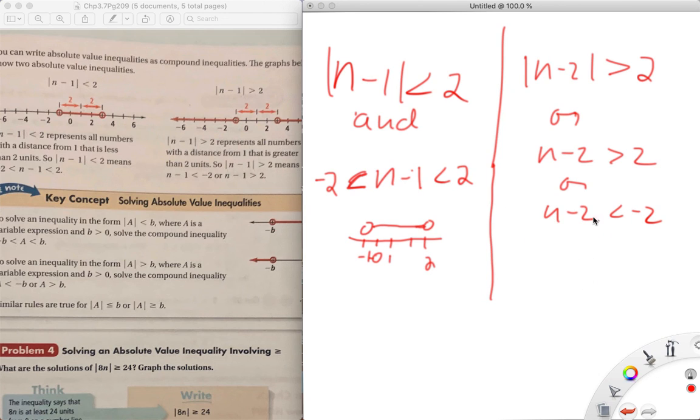On the other side here, this would be at 2, and I'm going 2 to the right, 1, 2. That would be 4. Open circle and go that way. Then this would be 2 to the left. This would be 0, open circle, and then going that way.